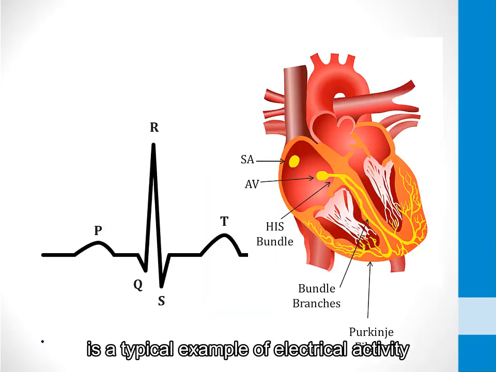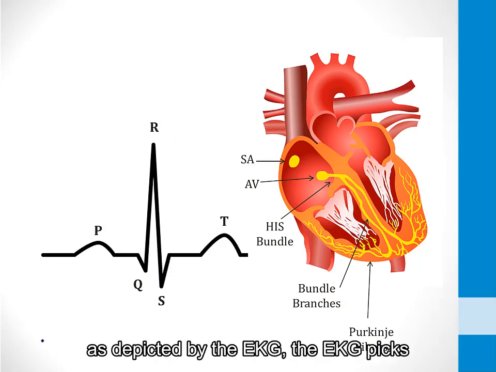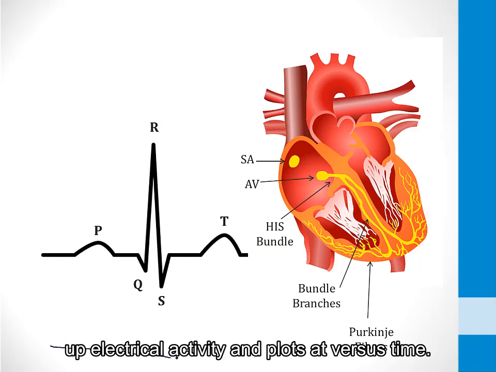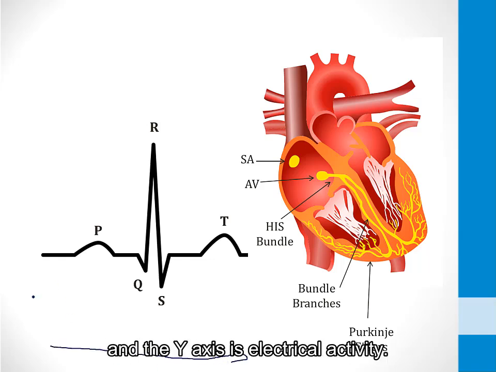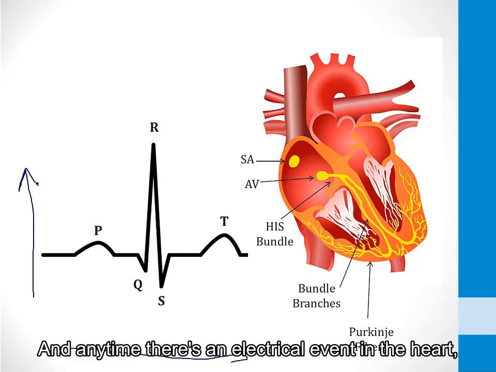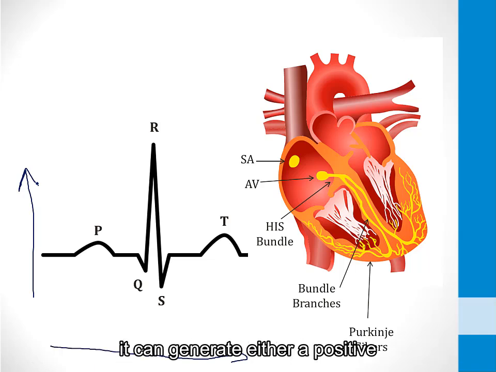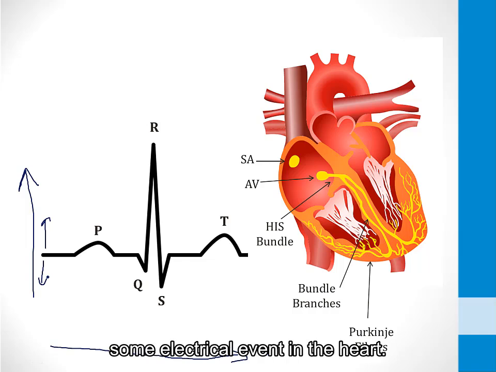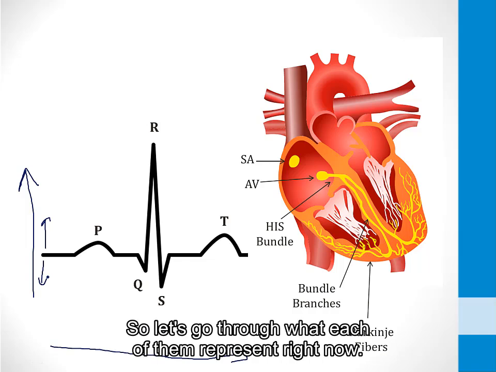Shown on the screen is a typical example of electrical activity as it moves through the heart as depicted by the EKG. The EKG picks up electrical activity and plots it versus time. So time is always the x-axis and the y-axis is electrical activity. And anytime there's an electrical event in the heart, it can generate either a positive or negative deflection of the EKG. A positive deflection is upward, a negative deflection is downward. So each of the waves represents some electrical event in the heart. So let's go through what each of them represent right now.